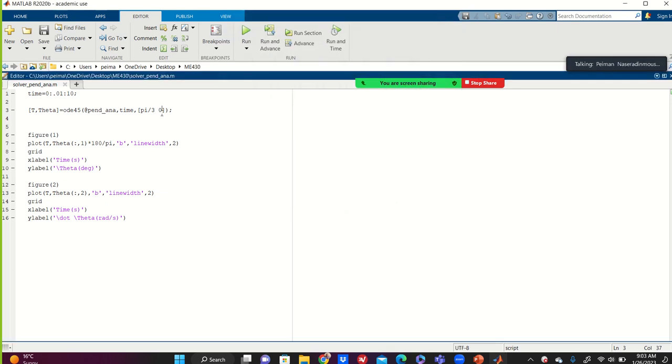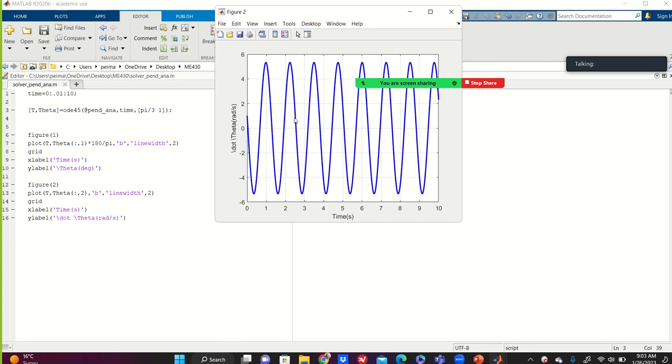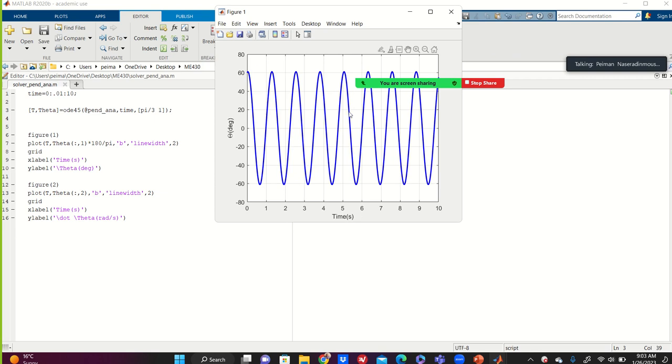You can even change it. You can say, you know what? I have an initial condition for the angular velocity, say 1 radian per second. Here we go. See, starting from 1 angular velocity, and this is again starting from 60. Okay.